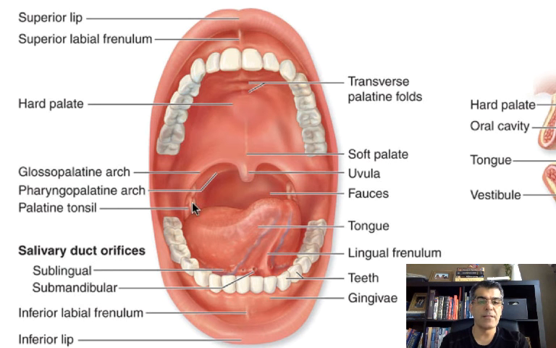I hope you remember that the opening of the oral cavity inside the pharynx is called fauces. So from here to here is called fauces.